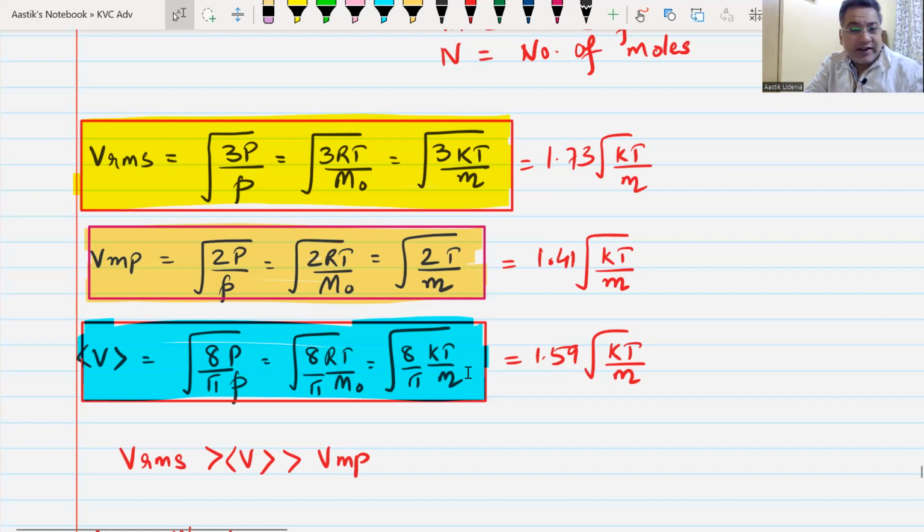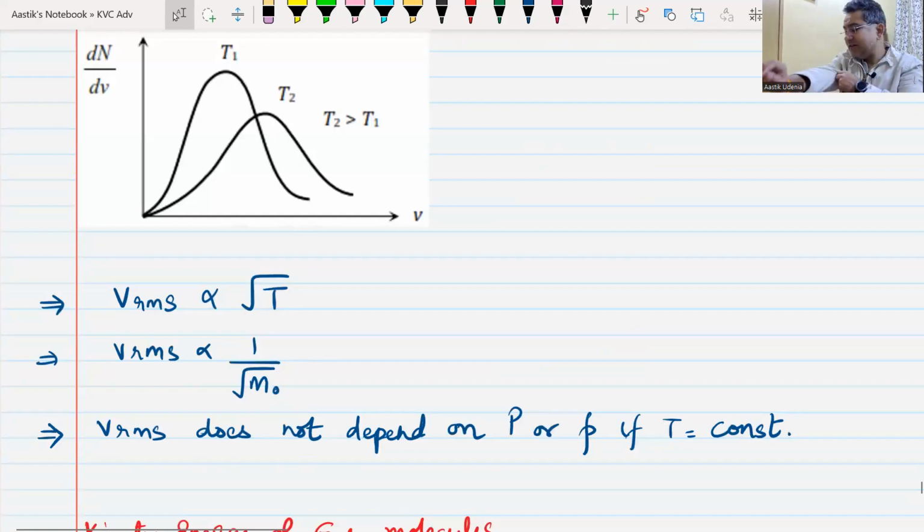Then we had seen what happens when the temperature is raised. We have seen that the speed of the molecules increases. VRMS or V most probable is directly proportional to root over T and inversely proportional to root over the molecular mass. Does not depend on pressure.